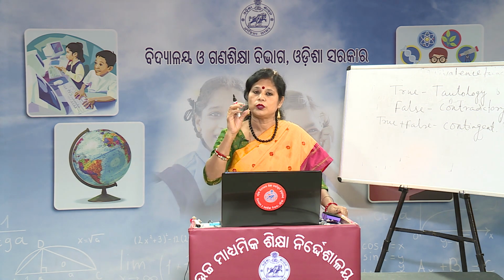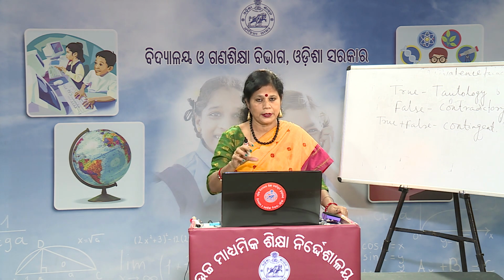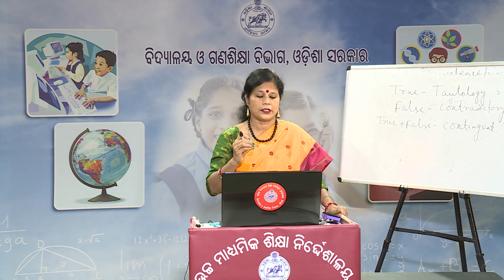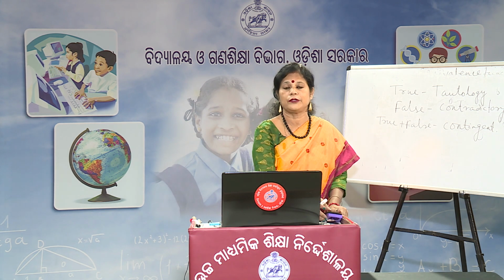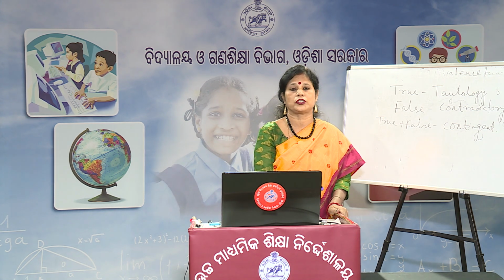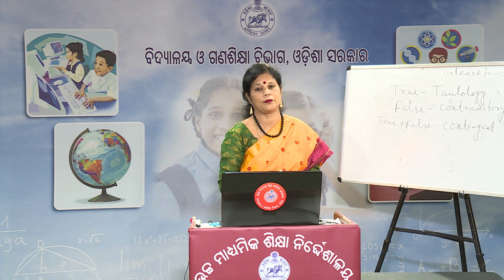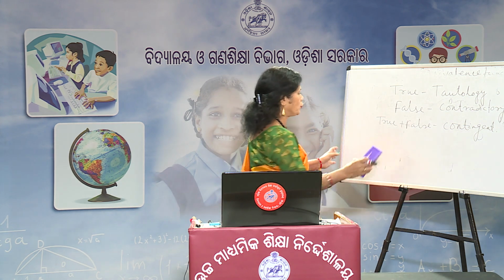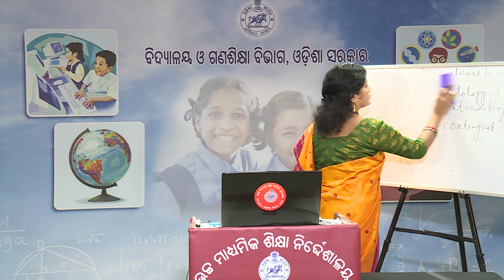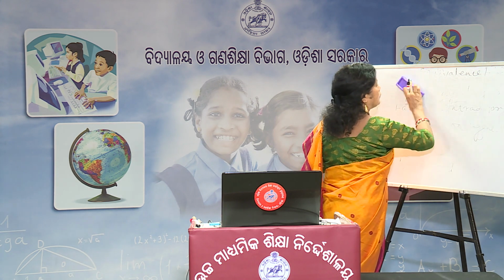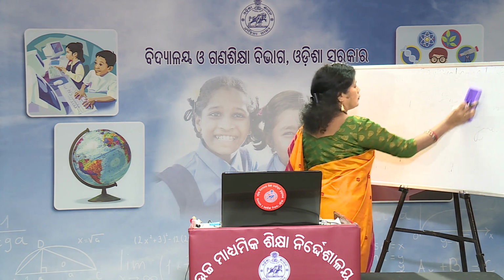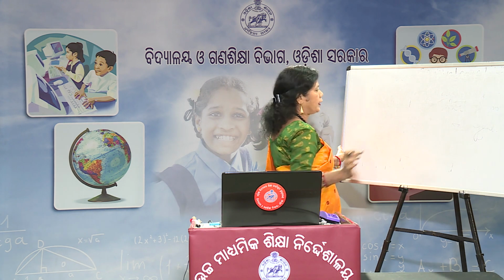Okay. Now we will symbolize some arguments and we will see which arguments are valid, which arguments are tautology, which arguments are contingent, which arguments are contradictory. Let us see one example.